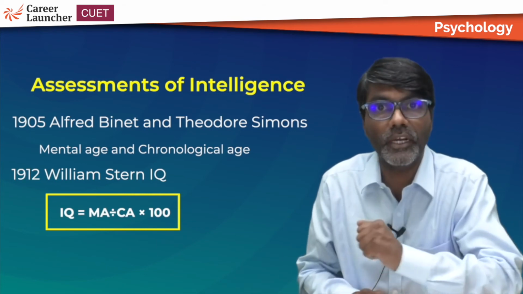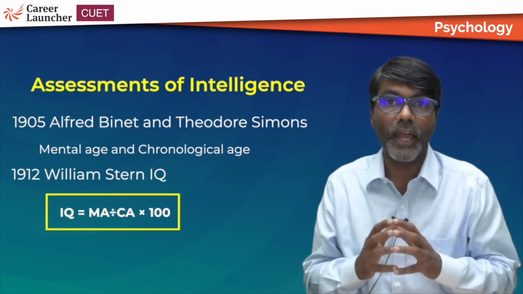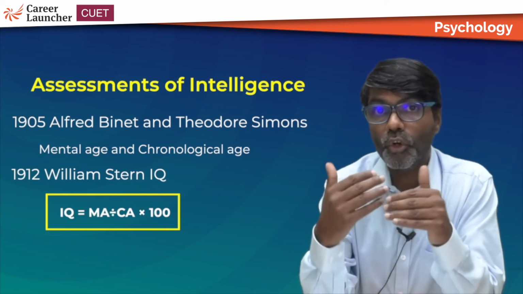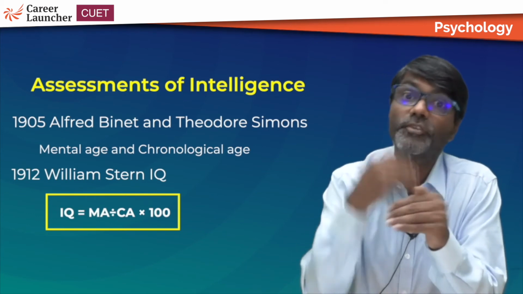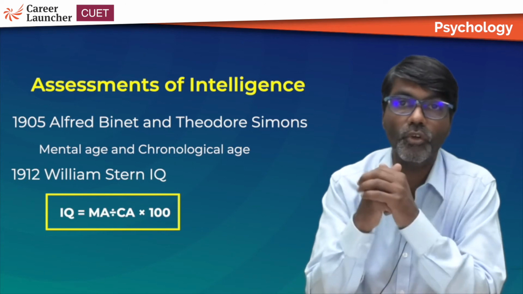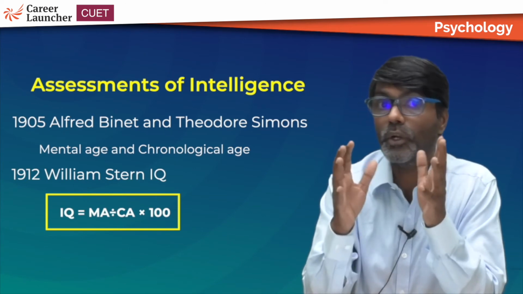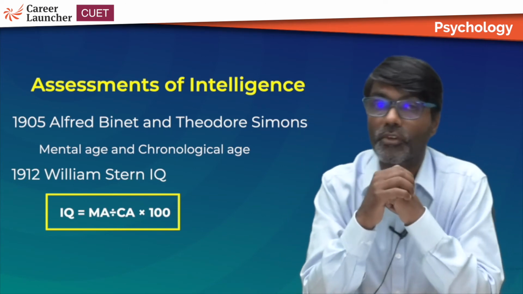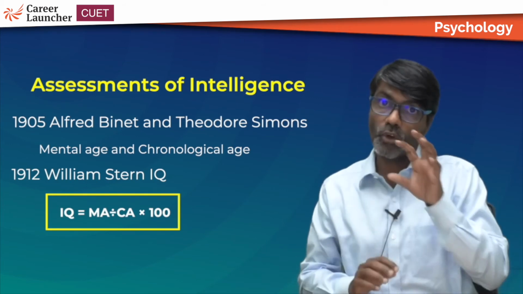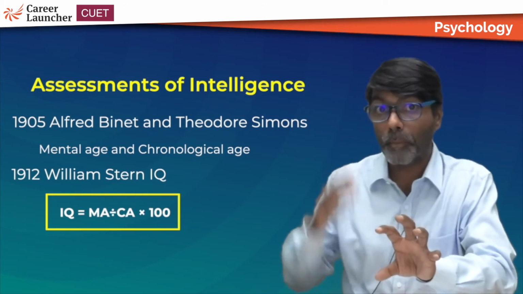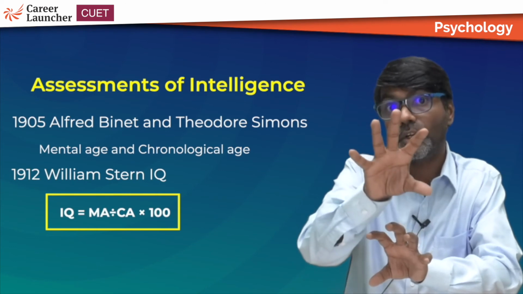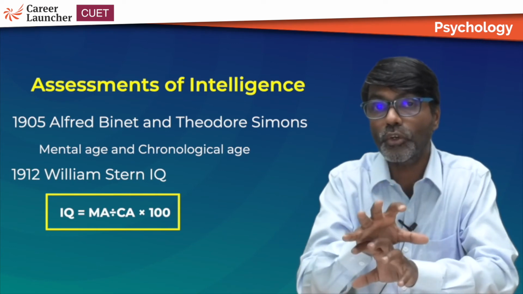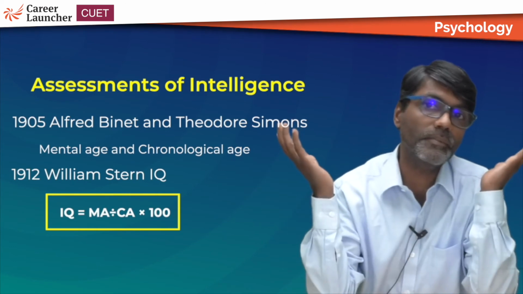I gave it to you and you took it. And if your score is better than a 15-year-old, let's say your score is equal to what a 17-year-old would score, then your chronological age is 15, but your intelligence is that of a 17-year-old. This ratio is called the Intelligence Quotient. That's all there is to it.